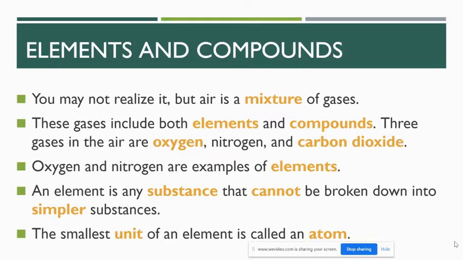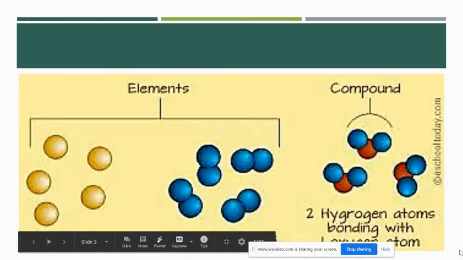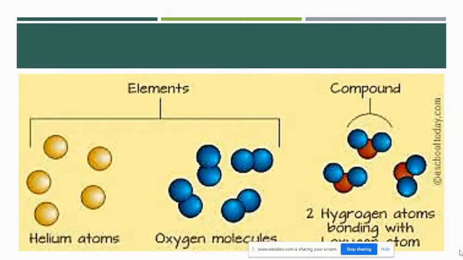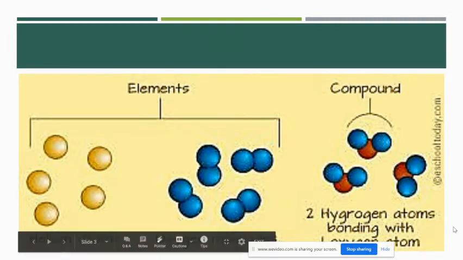They are any substance that cannot be broken down into simpler substances, and then the smallest unit of an element is called an atom. So oxygen and nitrogen exist by themselves. They can combine with other things, but when they're by themselves, it's just an oxygen element or a nitrogen element. So elements, this kind of picture just shows you, are single atoms or molecules, and then compounds are when you combine those elements.